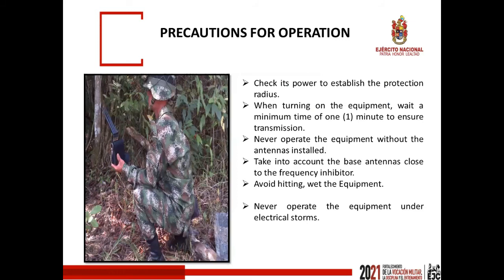Precautions for operation. Chassis power to establish the protection radius. When turning on the equipment, wait a minimum time of 1 minute to ensure transmission. Never operate the equipment without the antennas installed, because the damage is irreparable. Take into account the base antennas close to the frequency inhibitor. Avoid heating or wetting the equipment. Never operate the equipment under electrical storms.